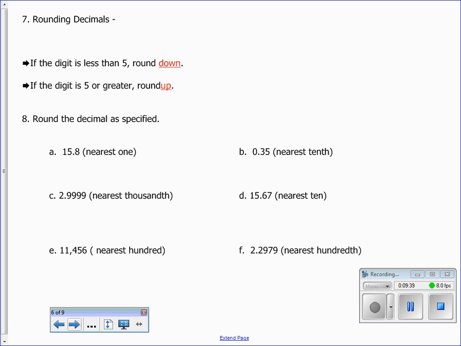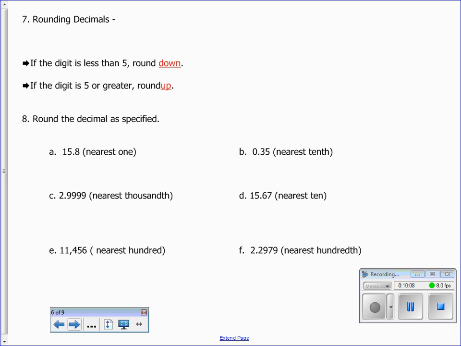All right. Now we're going to move on to rounding the decimals. We just got through talking about how to compare them and order them, and now we're going to round decimals. Your rules: if the digit is less than 5, round down. If the digit is 5 or greater, round up. So we're going to use those two rules in the following exercise.